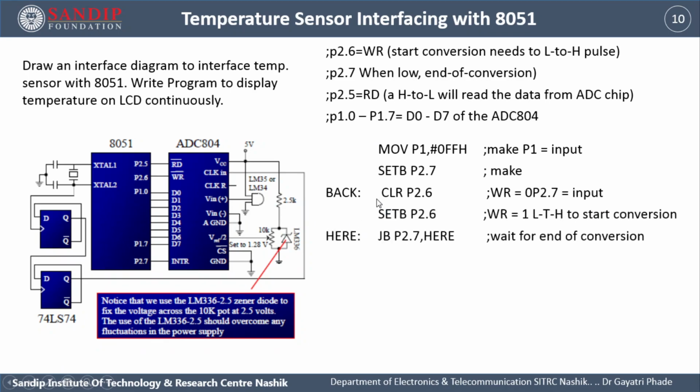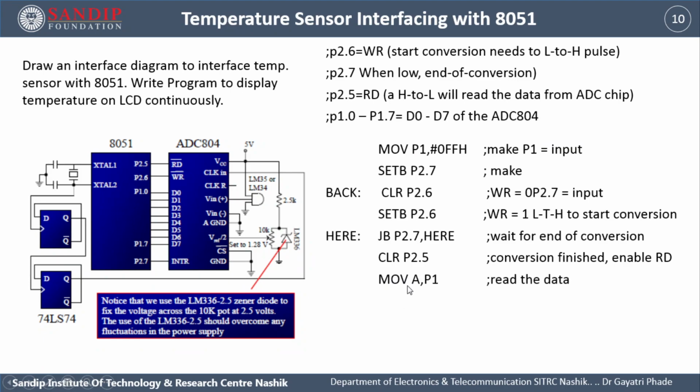That is giving the start of conversion signal with WR pin, then waiting for end of conversion through this INTR pin or P2.7 pin. When conversion is completed, activate RD bar to tell ADC to give the data or make the data available on D0 to D7 pin, so that we can collect it from the port. So converted data will be available on the port.